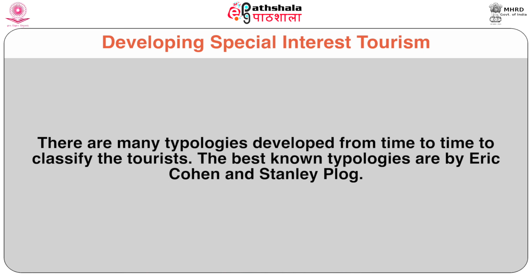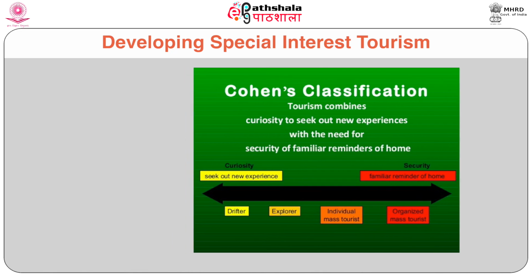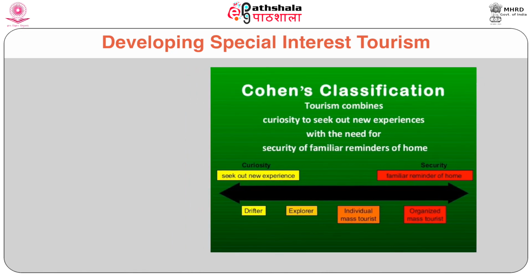There are many typologies developed from time to time to classify the tourists. The best known typologies are given by Professor Eric Cohen and Stanley Plog. Eric Cohen classified tourists according to the nature of the environment they prefer. He placed tourists into the following four groups. First, organized mass tourists. These tourists prefer to visit safe and secure destinations with a safe environment. They do not want any element of risk or mismanagement in their tour. They prefer to buy pre-organized tour packages.